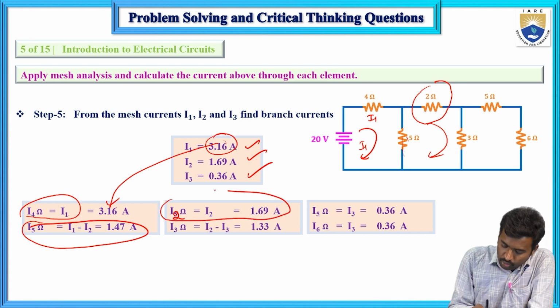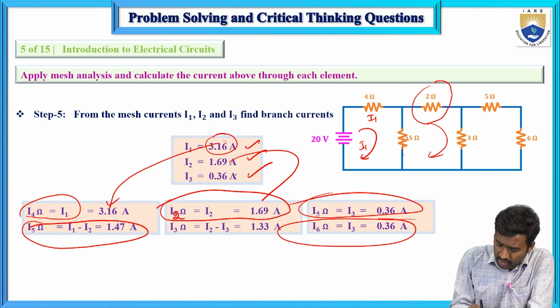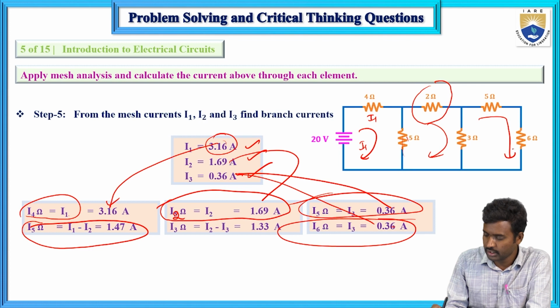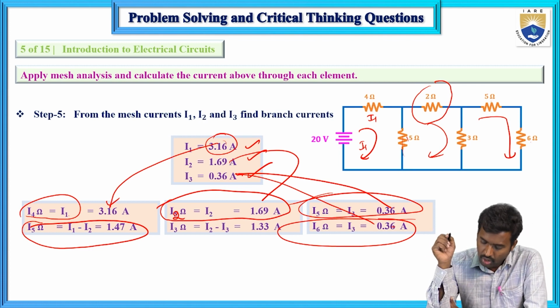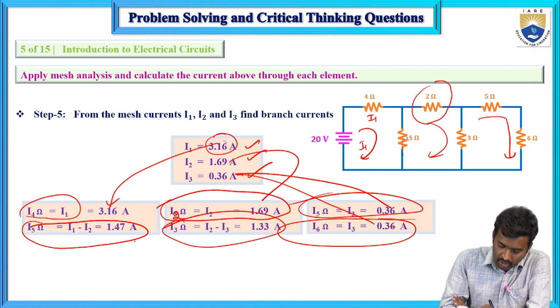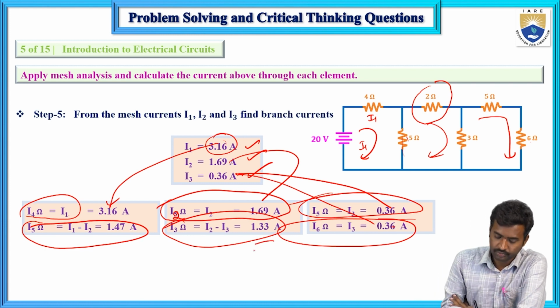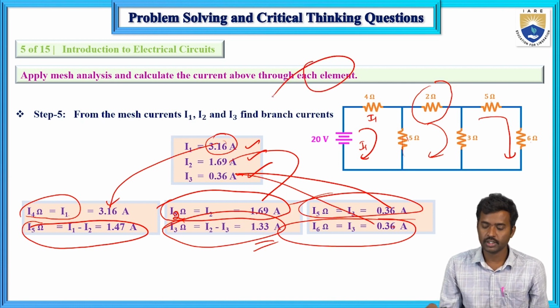And this one is I2, the current flowing through the 2 ohm resistor, this one is the current flowing through the 3 ohm resistor, and this one is the current flowing through the 6 ohm resistor. So I2 is this one and I3 is this one. The same current flows through each element in 5 and 6 because they are connected in series. So the current flowing through the 3 ohm resistor is I2 minus I3, which equals 1.33 amperes. Now we have determined the current flowing through each resistor.